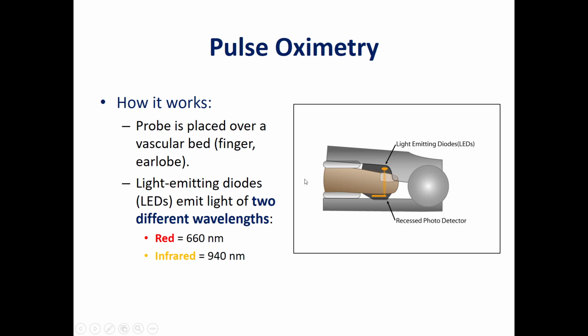We can see here the sensors, which we talked about previously in part 1. We have light emitting diodes, one red and one infrared. The red has a wavelength of 660 nanometers. The infrared has a wavelength of 940. On the opposite side, we have the detector, a photodetector. This type of configuration, as we said before, is called the transmitted type, where the LEDs are on one side and the detector is on the other side.